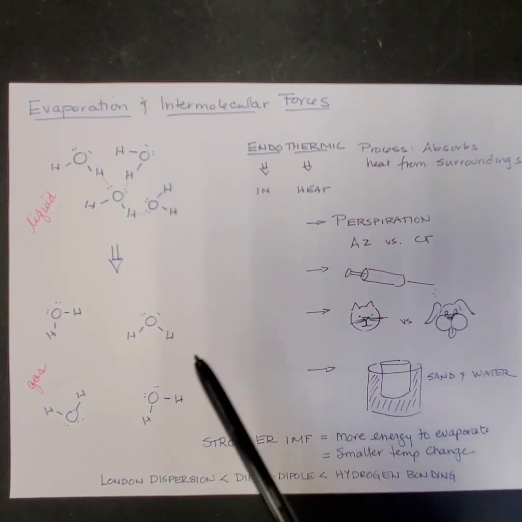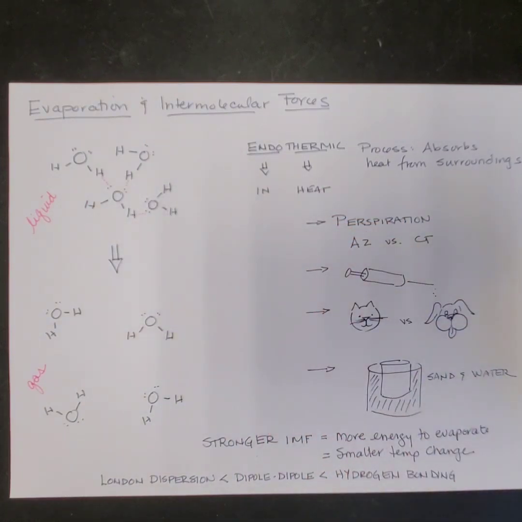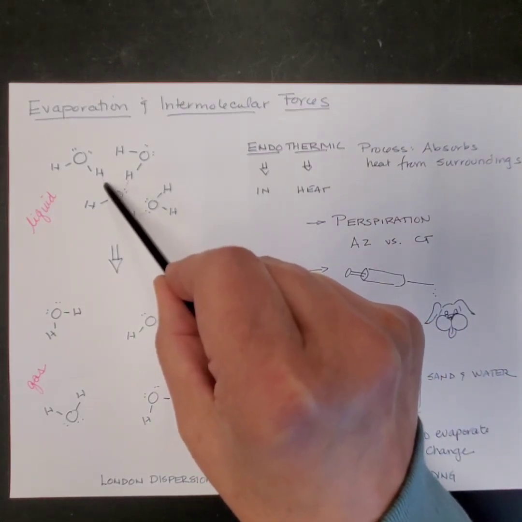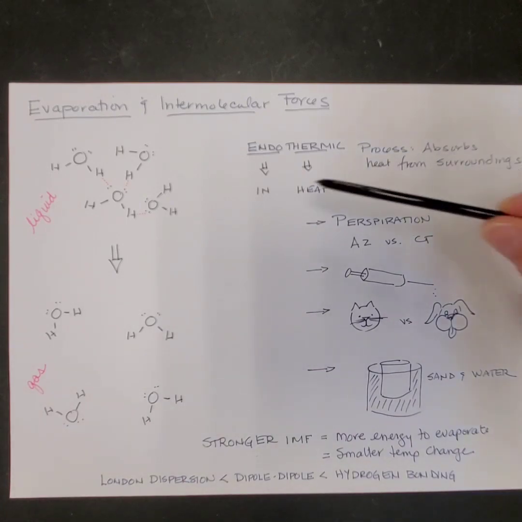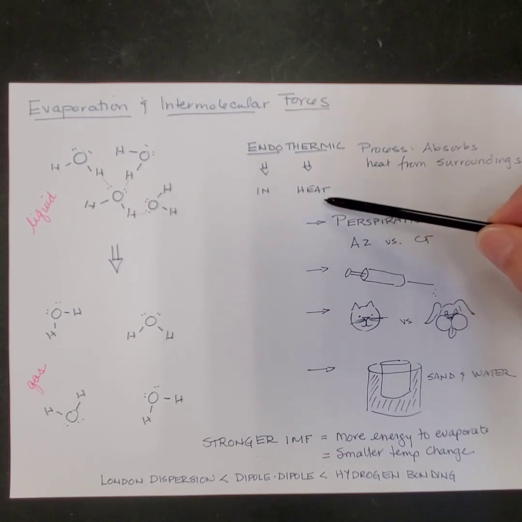Now, evaporation, and depending on the substance, obviously this is water, we're going to be also looking at hexane, acetone, and ethyl alcohol or ethanol. And we're going to look at how strong is this force between water molecules, or that force between hexane molecules, etc. Now, evaporation is an endothermic process. Endo means in, therm means heat. So it's a process that is absorbing heat from the surroundings.